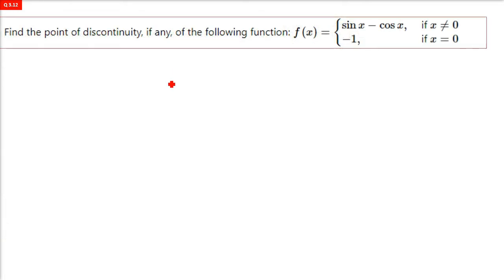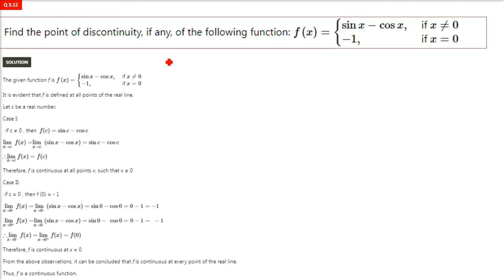Find the point of discontinuity, if any, of the following function. f(x) is sin x minus cos x when x is not equal to 0. Sin x is continuous, cos x is continuous everywhere, and when we have f(x) and g(x) as sin x and cos x, f(x) minus g(x), which is sin x minus cos x, will also be continuous. This you can very well write.